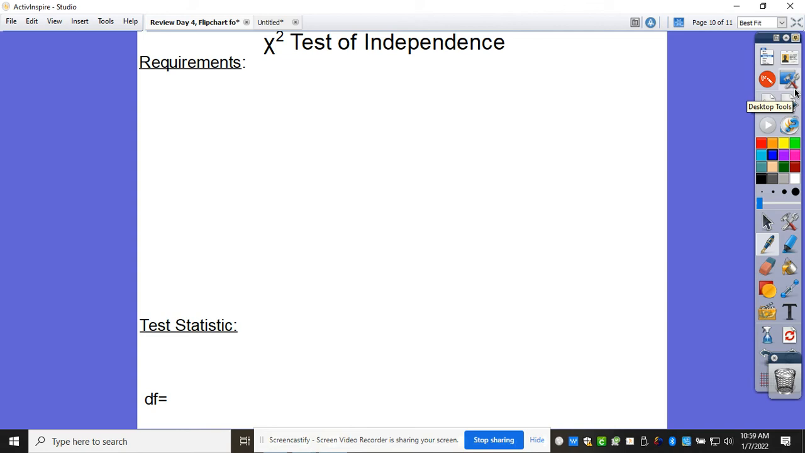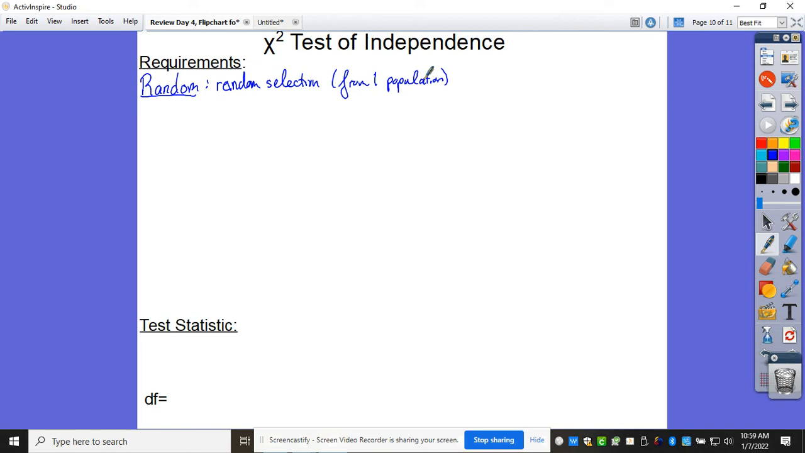Alright, chi-square test of independence. I'm going to say a little bit more than just asking you for this one because I think the way I'm writing these two is going to help you in the long run. So this is random selection from one population. That's your only option for random for independence.